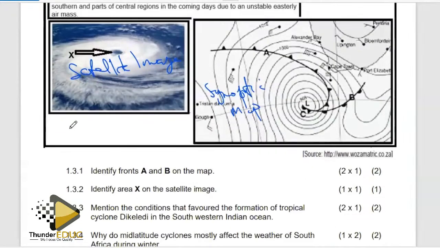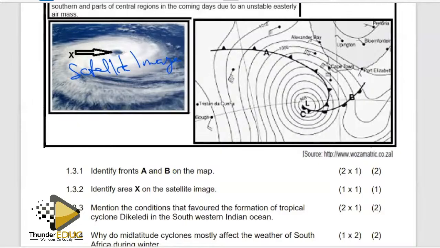The first question is saying, identify fronts A and B on the map. Right, we are looking at our synoptic map here. That is our focus area. We want to identify the two fronts. We understand a front is a boundary separating two air masses of different properties. They can be different in terms of temperature, in terms of moisture content, and in terms of stability.